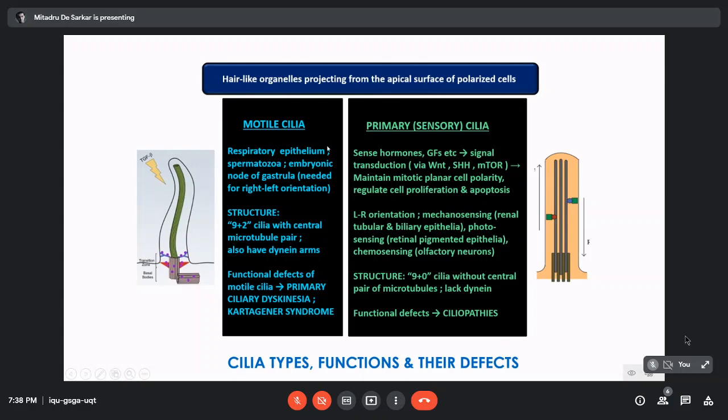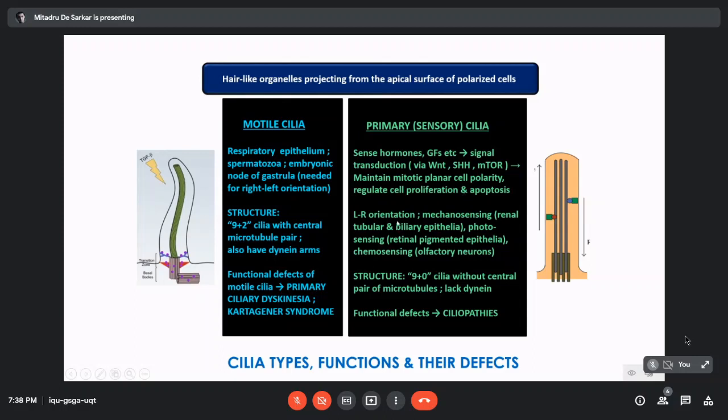On the other hand, they are actually important for sensing the hormones and the growth factors in the ECF, following which there is a signal transduction downstream, as a result of which the most important role of this particular cilia is during the process of mitosis. They help in maintaining the plane of the cells, and they also regulate proliferation of the cell and apoptosis.